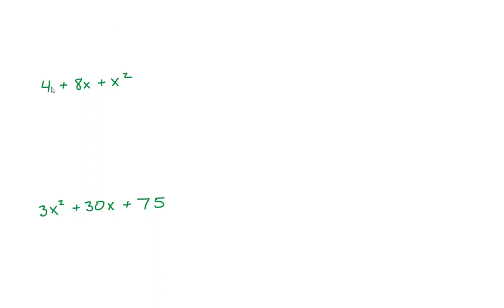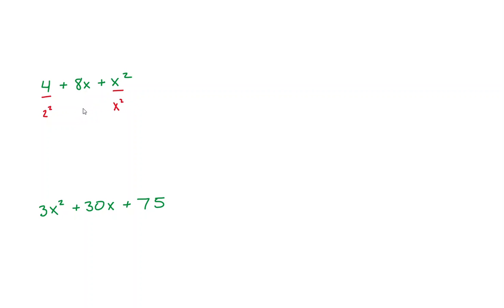And thinking about these as patterns and trying to identify the pattern, it's not as easy. The first step is the same as the difference of squares. We look at the first term, we look at the last term, we say, are those perfect squares? 4 is 2 squared, and x squared is x squared. So yes, they're both perfect squares.